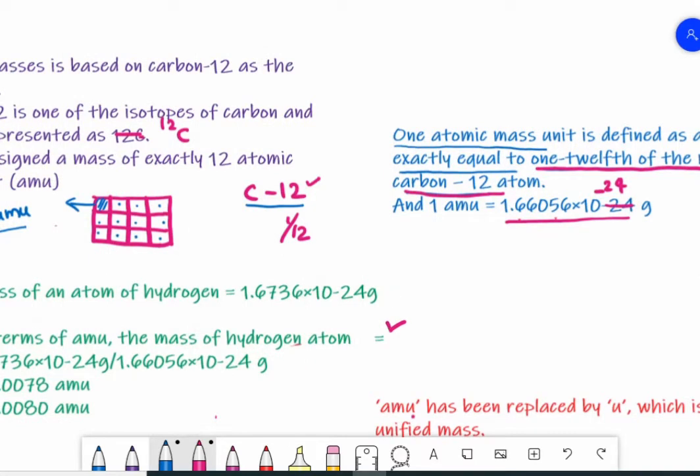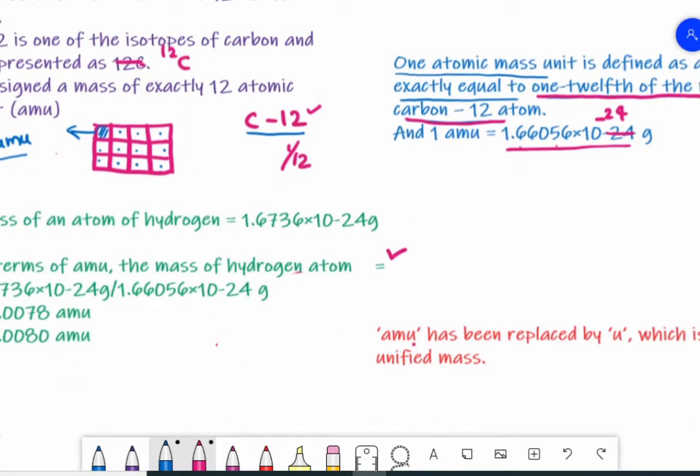Okay, so what we have to do, we need to take the mass of hydrogen atom, that is 1.6736 into 10 raised to minus 24. That number you have to divide with the 1 AMU. This is one atomic mass unit that we told before, 1.66056 into 10 raised to minus 24.